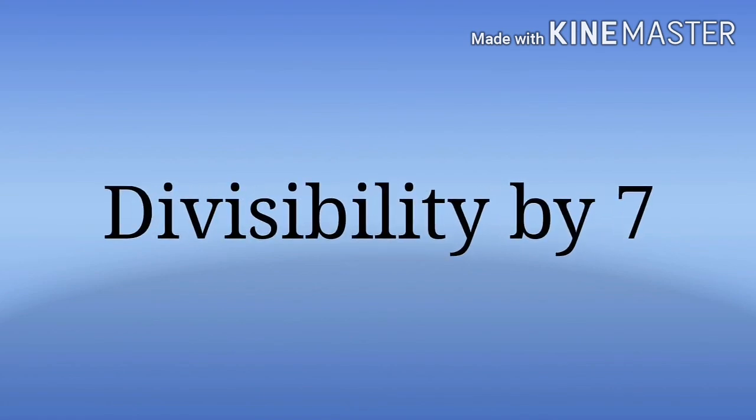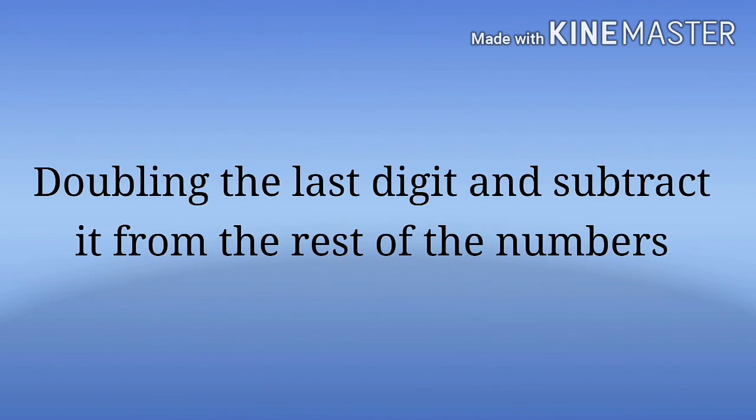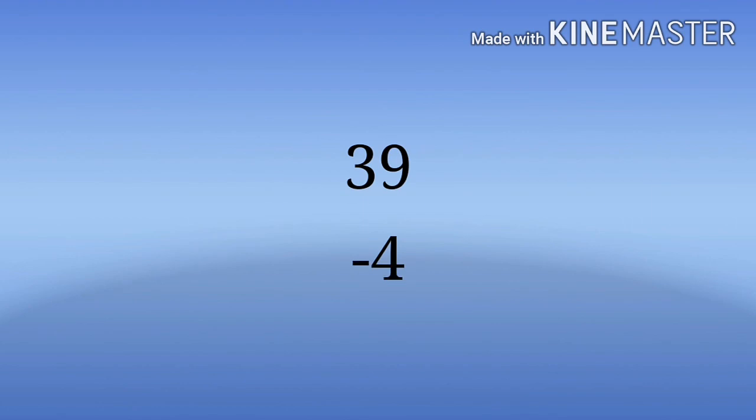Divisibility by 7 is the most interesting part of today's session. It can be checked by doubling the last digit and subtracting it from the rest of the number. If the answer is 0 or divisible by 7, then the entire number is divisible by 7. It can be done repeatedly for bigger numbers.